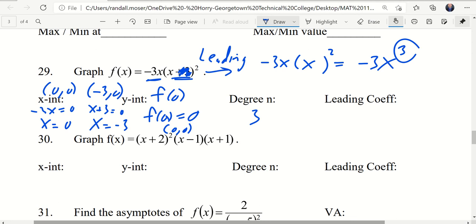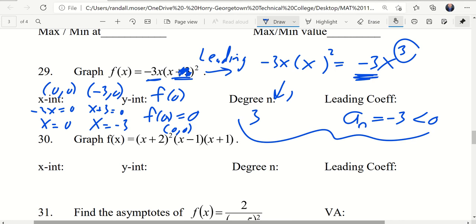Which we know now would talk about the end behavior. So the end behavior of this polynomial is going to be, let's talk about the leading coefficient first. The leading coefficient would be this value here, and we call that a sub n. That's equal to -3, which is less than 0. And by knowing those two together, that will tell us about the end behavior of the polynomial. With an odd degree and a negative leading coefficient, this polynomial is going to go up to the left and down to the right.